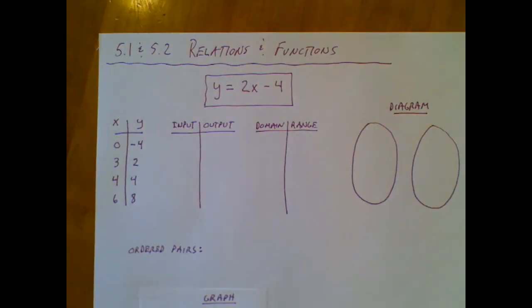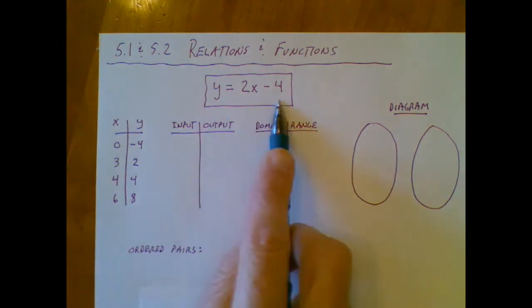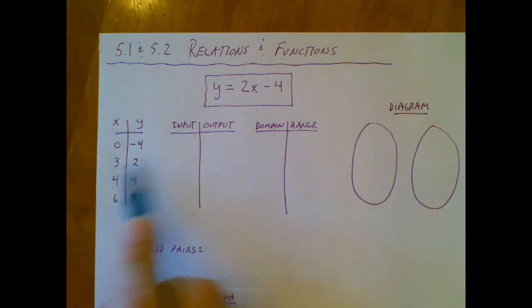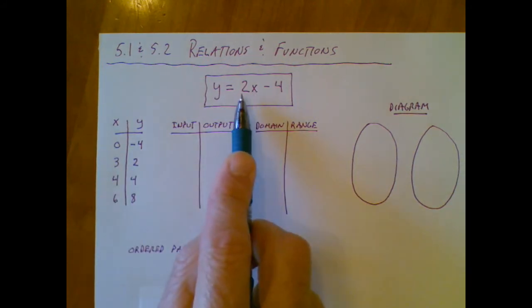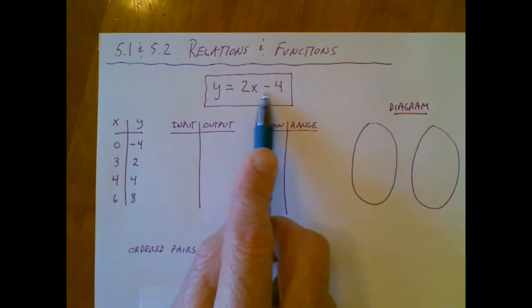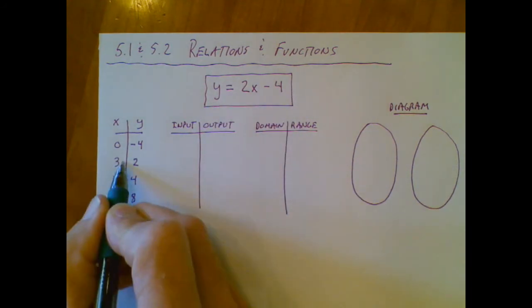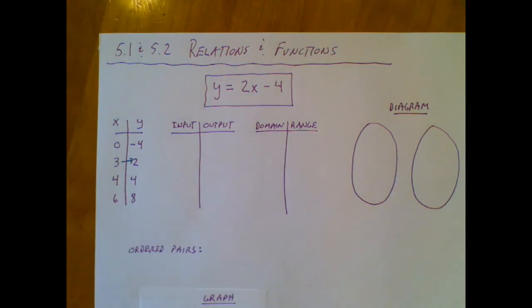So we're going to begin with a very friendly equation, y equals 2x minus 4. Nobody's afraid of that equation, and we're going to use it to get used to what's going on with a relation. You're used to taking an equation like this and plugging in a 3. If I plug in a 3 for x, 2 times 3 is 6, 6 minus 4 is 2. So plugging in a 3 leads to an output of 2.